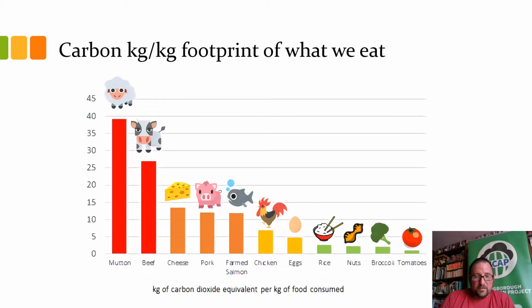This graph is really interesting, quite cute, but it does show that for every kilogram of a product you get and you eat, this is how much kilogram of carbon is produced. So as you can see, lamb and beef contribute a lot more than broccoli and tomatoes. As you can see, lamb is just under 40 kilograms per kilogram consumed, whereas tomatoes is about 1.5 kilograms per kilogram consumed.